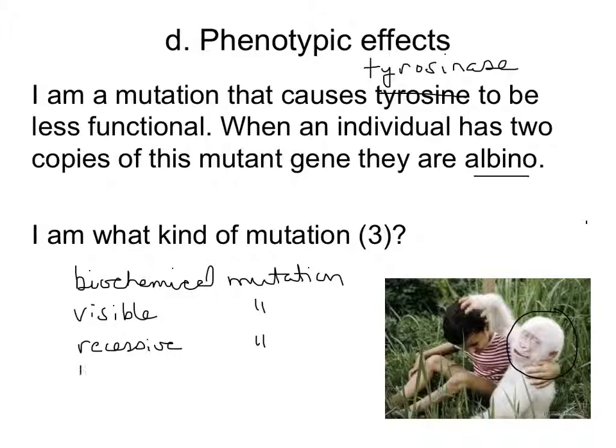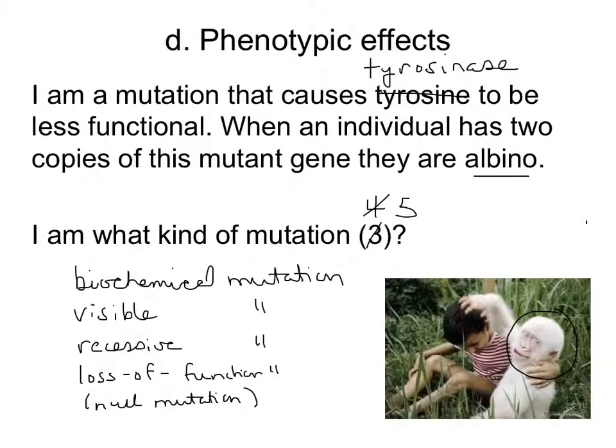And I would also say that this is a loss of function mutation, because as you know from previous discussions in class, the mutant form of the gene that's associated with albinism has no functional gene product. So it's in fact actually null, a null mutation. Because it's not just that the gene product is less functional, it's that it's not functional at all. So rather than three terms, there are actually five terms that describe this pretty effectively.